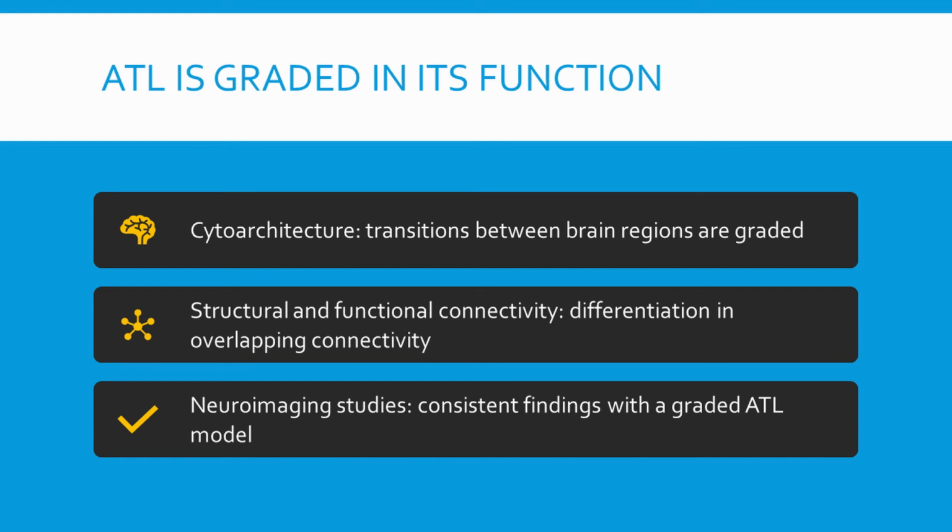So the second clue is based on structural and functional connectivity. The white matter muscle fibers from different parts of the brain converge in different areas of the ATL. For example, the superior ATL is most strongly connected to the primary auditory and premotor regions, while the superior temporal sulcus, STS, and the superior temporal gyrus, the STG, are most strongly connected to the language systems. This leads to graded differentiation in partially overlapping connectivity across the ATL. This has also been observed in fMRI studies.